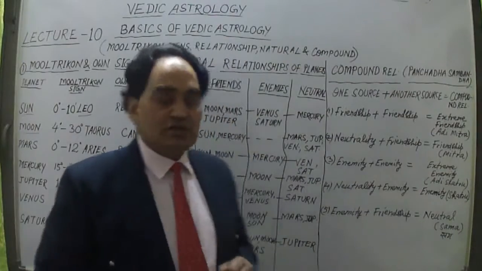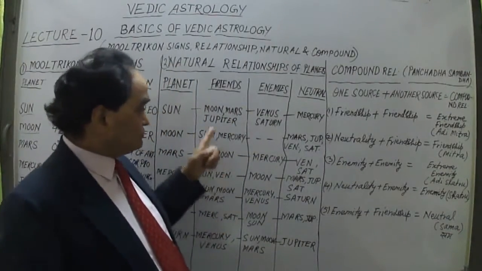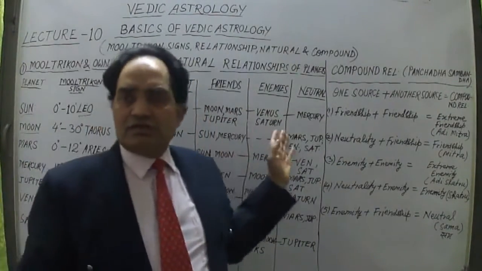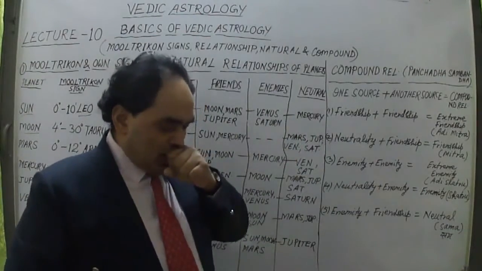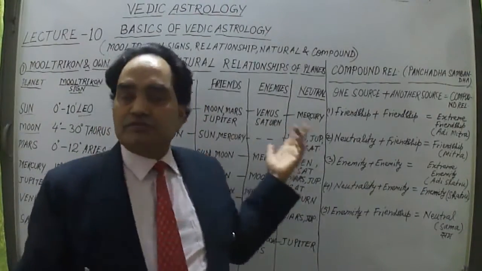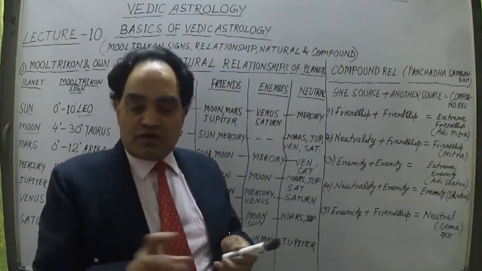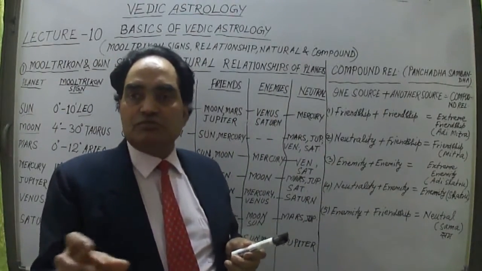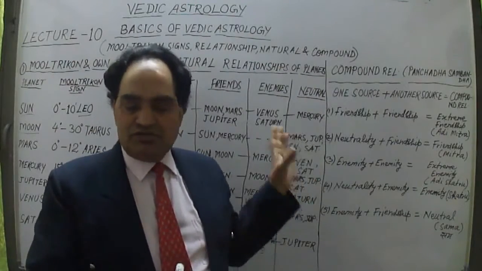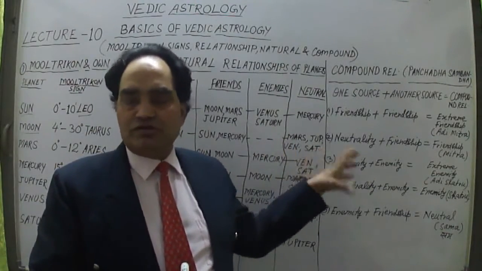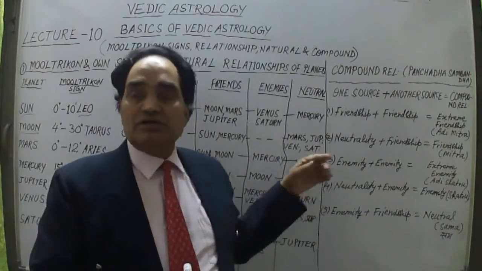Now come to the second point. Let me talk about it; I think I've talked about it, sorry, but let me discuss it again because this is very important. What is the natural relationship among the planets? These 7 planets I'm talking about; Rahu and Ketu I'm not talking about at the moment. I'll take them separately.